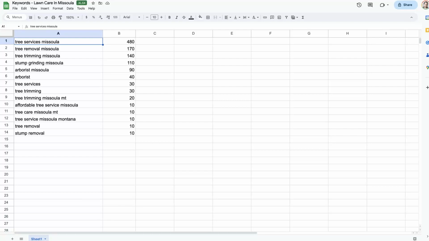If you want to know how to use keywords in Google Ads, then I'm going to show you a quick example. I think that's going to be the best way to explain this because it's a little bit confusing until you can actually see how it works, and then it usually makes a lot more sense. So for this example, we're going to be looking at lawn care in Missoula, which is just a city in Montana. So Missoula, Montana, you can see that here.